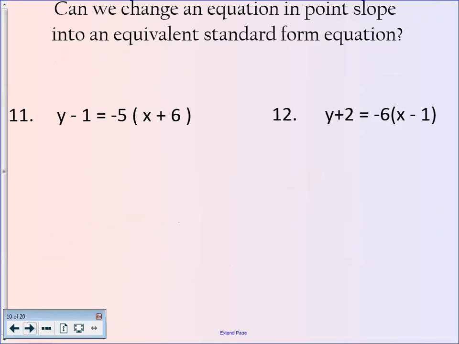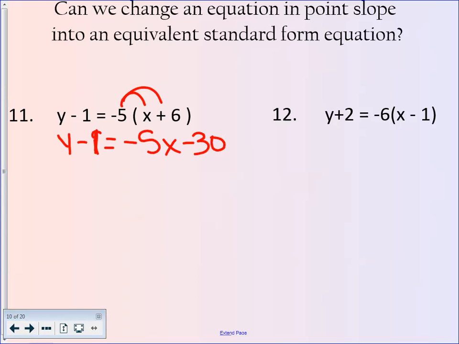All right, so last point is, can we change an equation in point slope into an equivalent standard form equation? Yeah. We've already talked about how to get it from slope intercept to standard. Let's now do it from point slope. So first thing I'm going to do is distribute, just like we talked about yesterday when we were going from point slope to slope intercept. I would distribute first. So y minus 1 equals negative 5x minus 30.